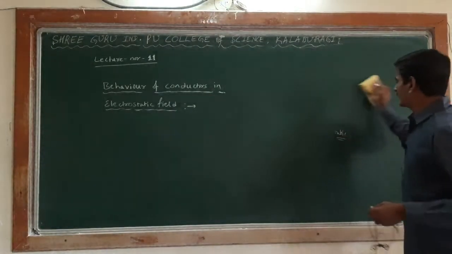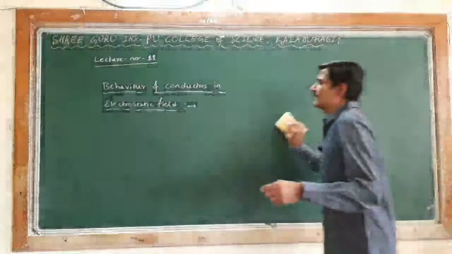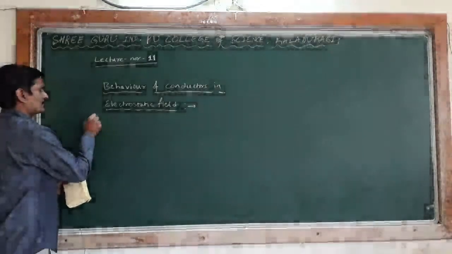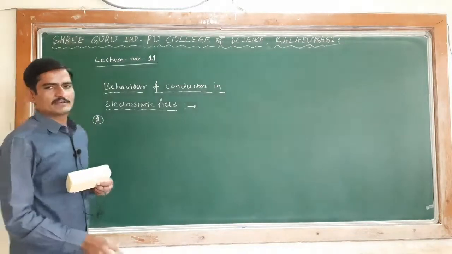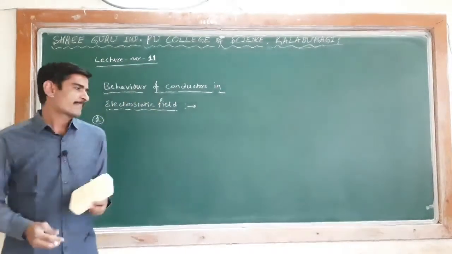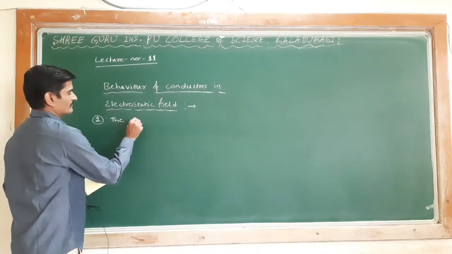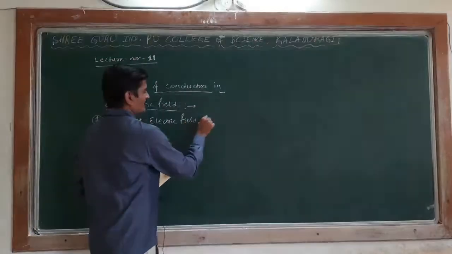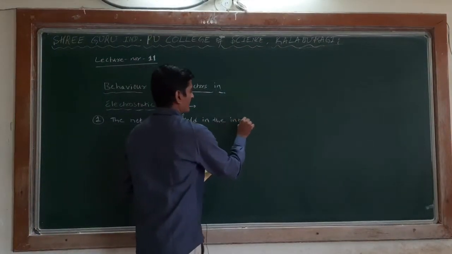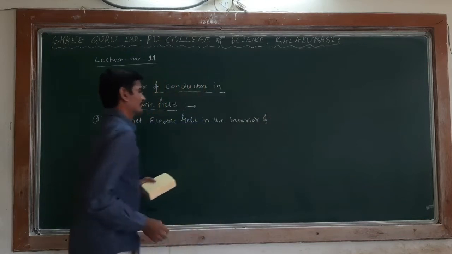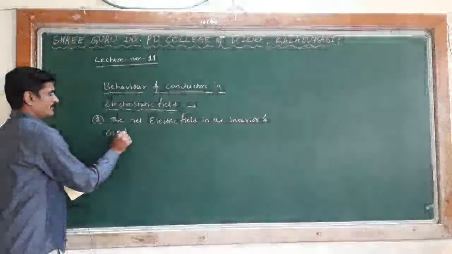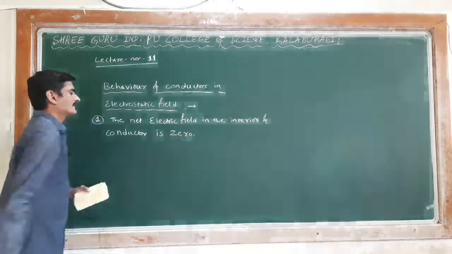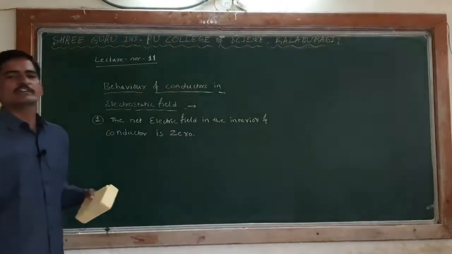So now let us study the behavior of conductors in an electrostatic field. There are a few points that you have to understand. First point, the net electric field in the interior of a conductor is 0.